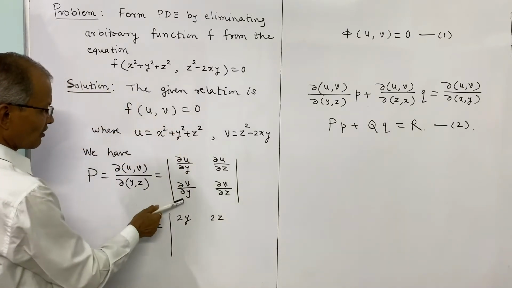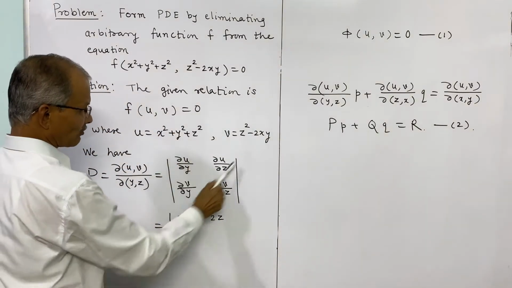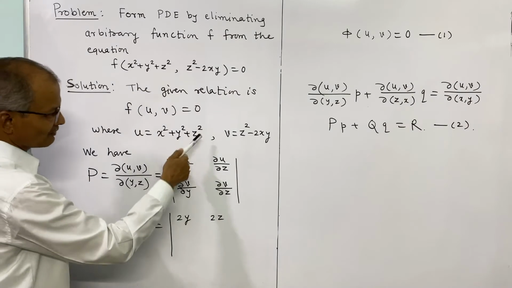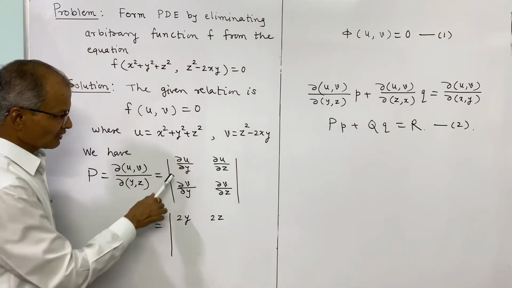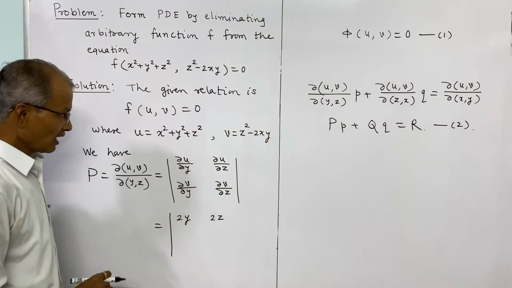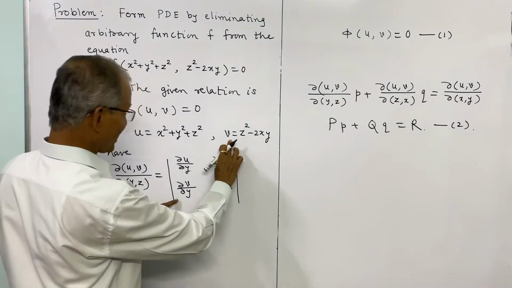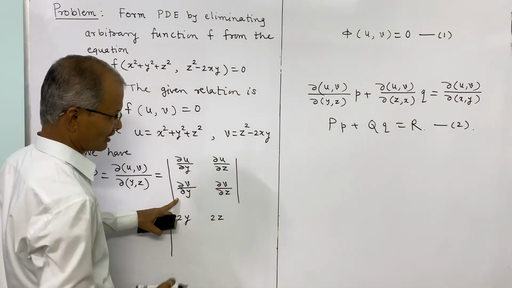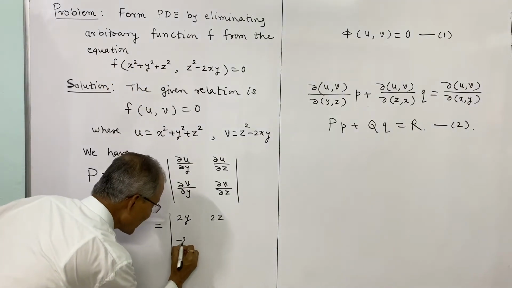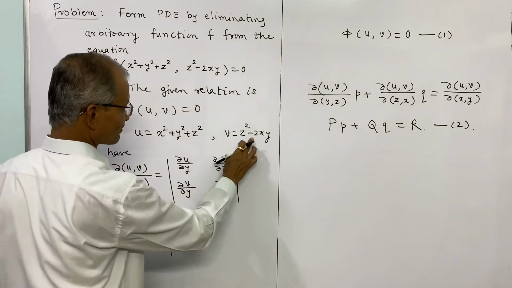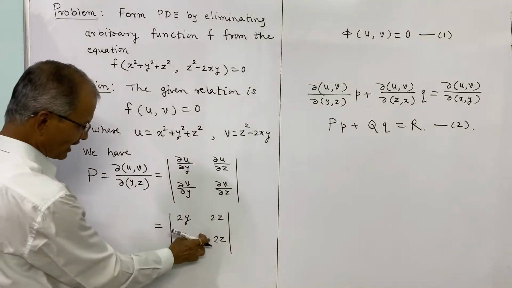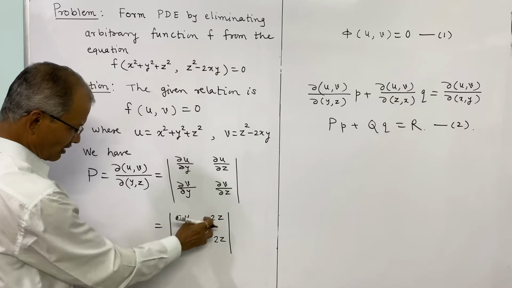And in the second row, the partial derivative of v with respect to y will be minus 2x. Here u and v are functions of x, y, z, and when we differentiate with respect to x, y or z, the other variables are to be treated as constant. Therefore when we differentiate v partially with respect to y, we treat z and x as constant, and this will be minus 2x only. And the partial derivative of v with respect to z is 2z. The expansion of this will be 4yz minus of minus becomes plus 4xz.